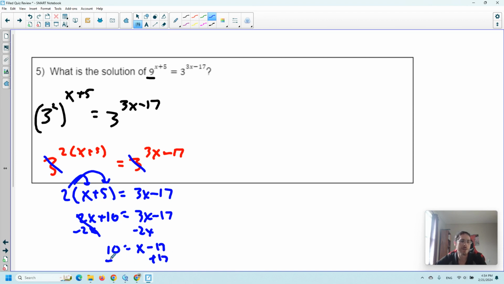I can now add 17 to both sides. So 10 plus 17 is 27 for x. And then we're all done. That's it. So again, that first part's a little bit tricky, but remember, we're always trying to change the big number into the small number with some power.